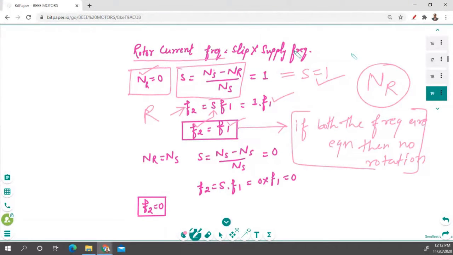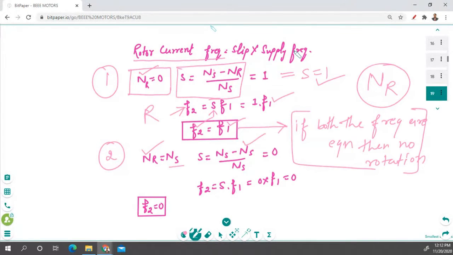Understood? Okay. So now the next point is the rotor speed is equal to the synchronous speed. Second point is, this is the first point, when actual speed of the rotor is equal to 0. Now come to the next point. This is the second point where your actual speed is equal to the synchronous speed.